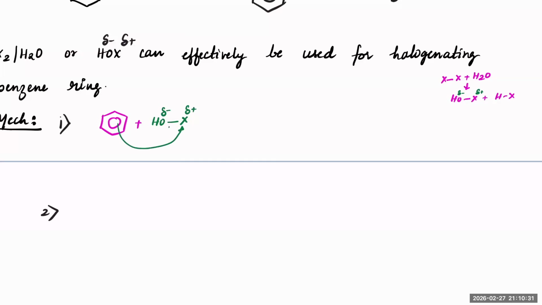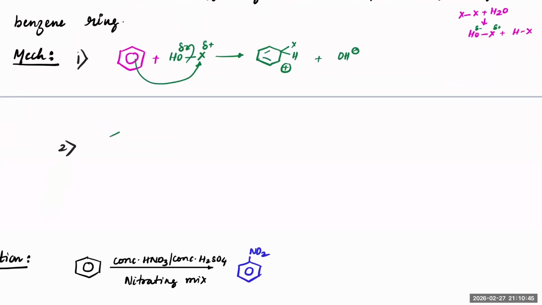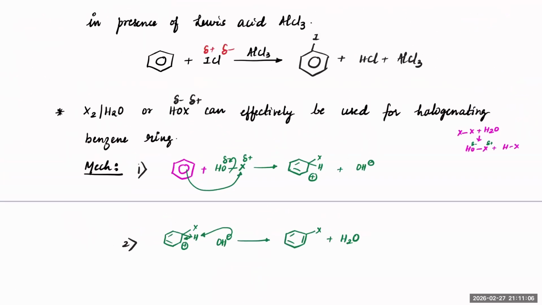Benzene will attack here more easily. This bond will break, and that's how we get the halogen here with H with a positive charge, and OH minus will come out of it. OH minus is a stronger base present in the solution that helps in eliminating this H plus and retaining the aromaticity. So OH minus will take away this H plus, push this bond, and therefore you get an aromatic ring formation here. This is how the halogenation can be done using halo water.